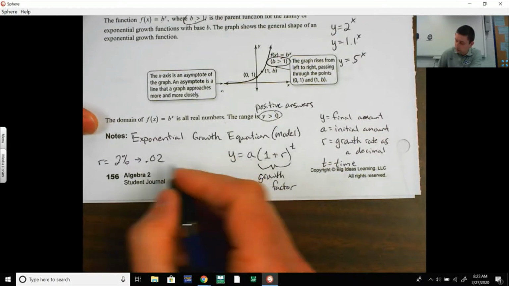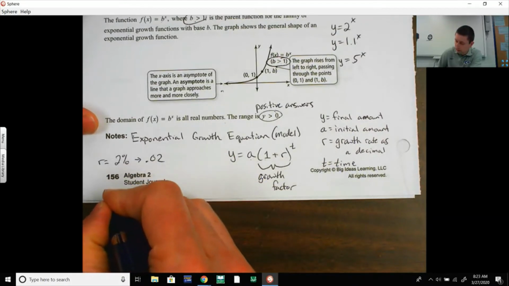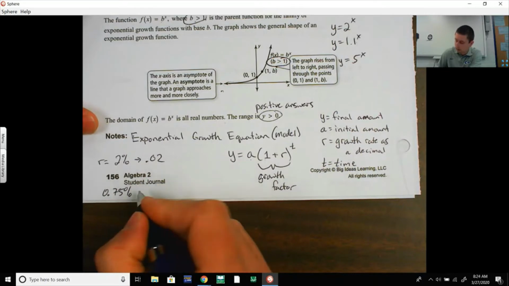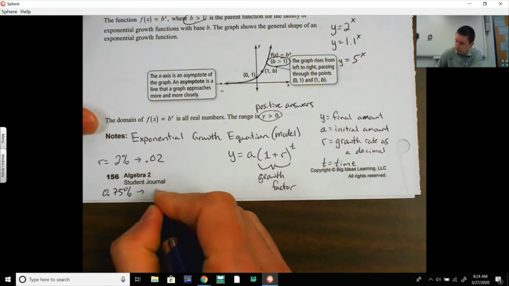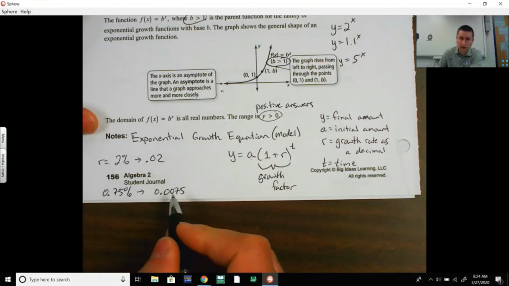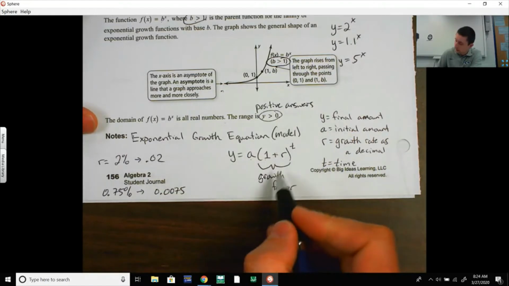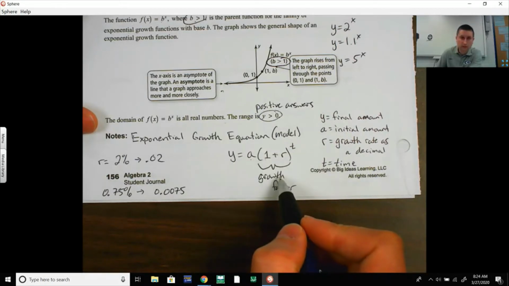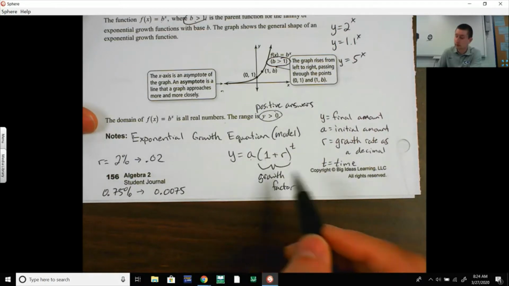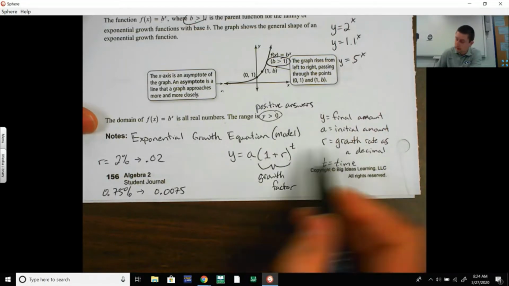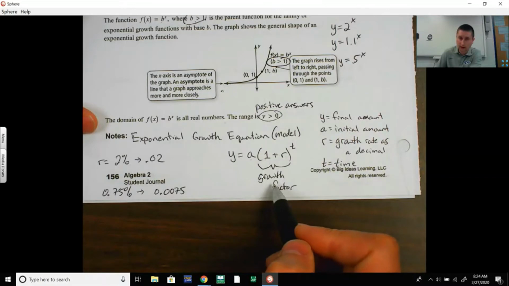If you have something like 0.75%, which a lot of savings accounts use, you have 0.0075. That is the value you would use. So you make sure R is a decimal. T is time. This parenthesis is referred to as the growth factor. So don't confuse the growth factor with the growth rate. R is the growth rate. This 1 plus R is the growth factor.